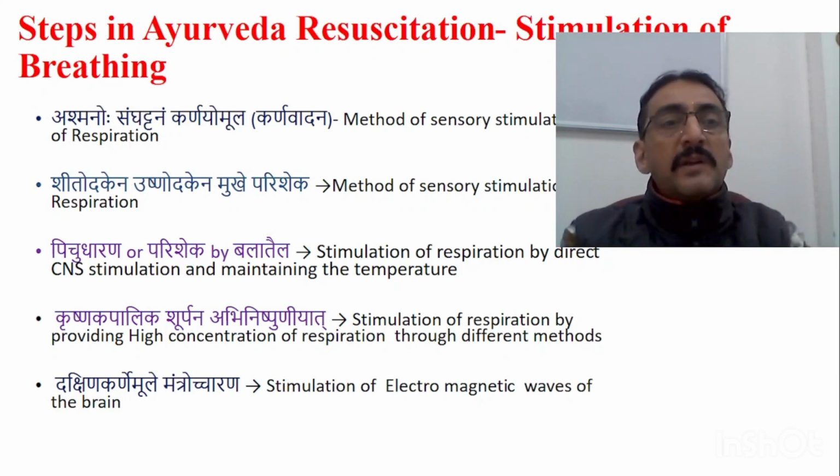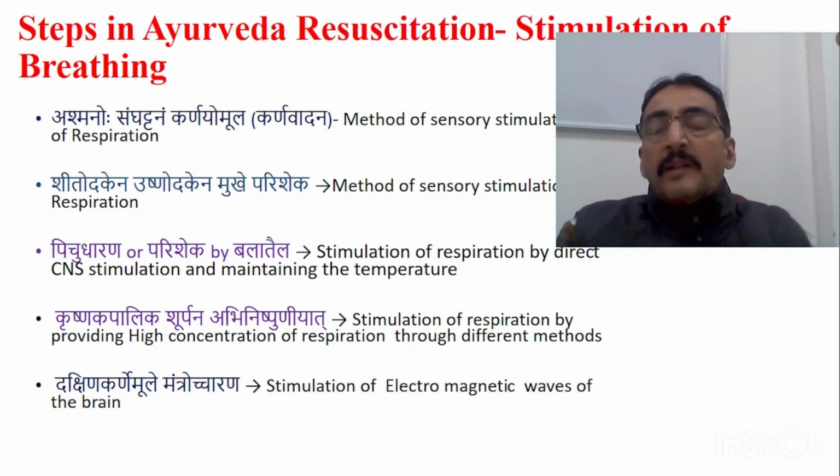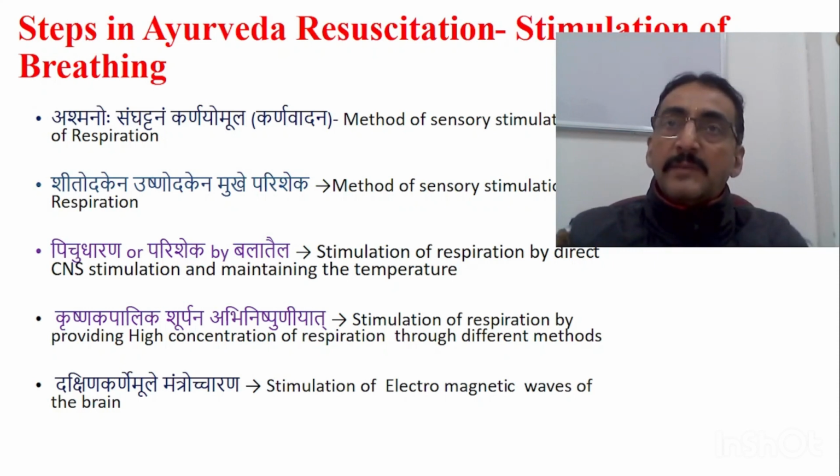Number one is Ashmano Sangatanam Karanayor Moolam. It is also called Karna Vadana by some of the authors like Vagbhata. This is one of the methods of sensory stimulation of respiration. That means by giving some sensory stimulus, we are trying to stimulate the respiration. Number two is Shitodakena Ushnodakena Mukhe Parishekaha. This is again a method of sensory stimulation of the respiration, but the sensation is different here. Here it is touch sensation. In the first, it is sound sensation.